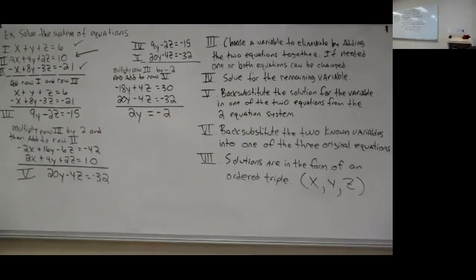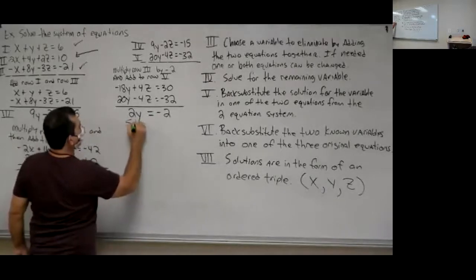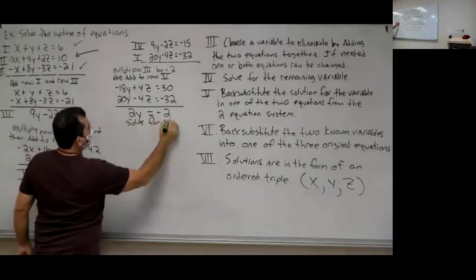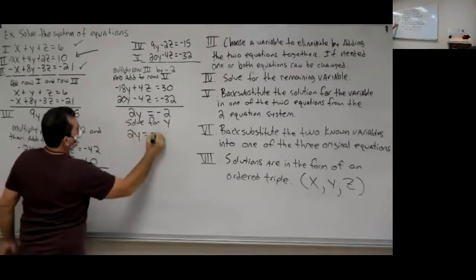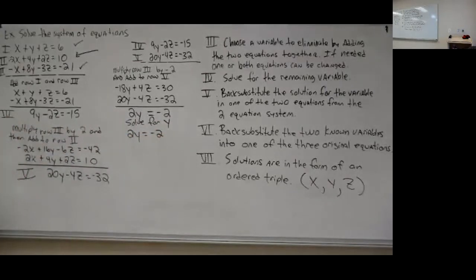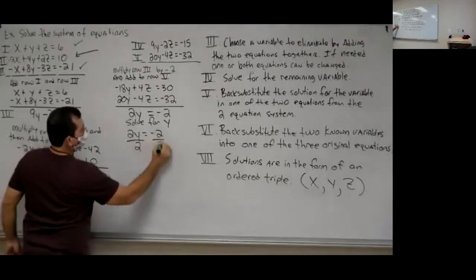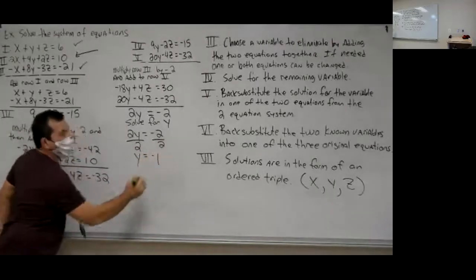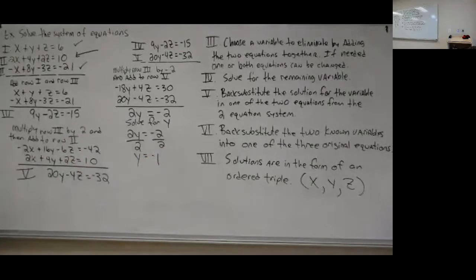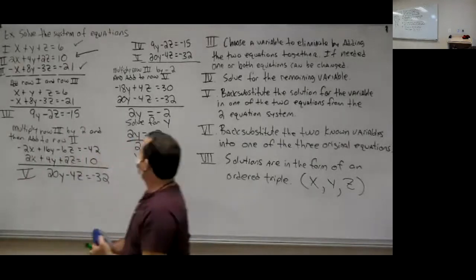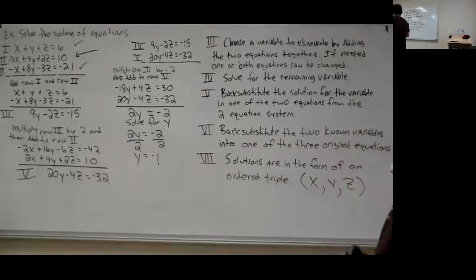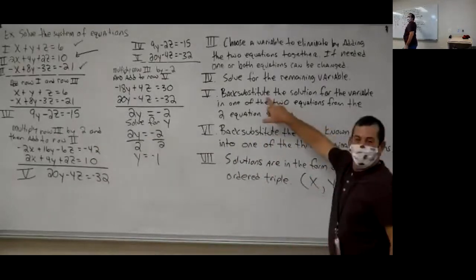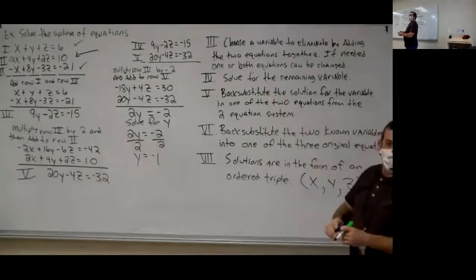So I got one variable left. We can solve that now, right? So we're going to solve for the y. 2y equals negative 2. I'm just basically going to divide both sides by that 2. So I now know y is negative 1. So y'all got my first variable down, 2 to go. Now this is where I'm gonna start back substituting and then back substitute again, okay?